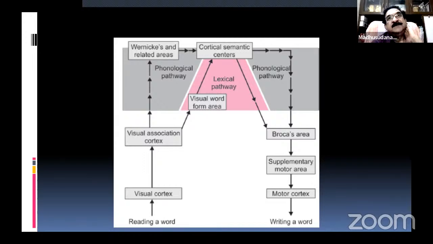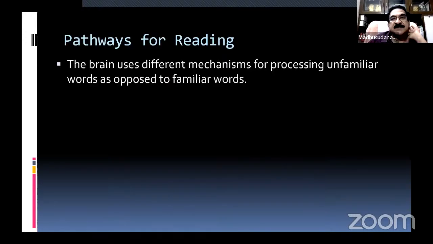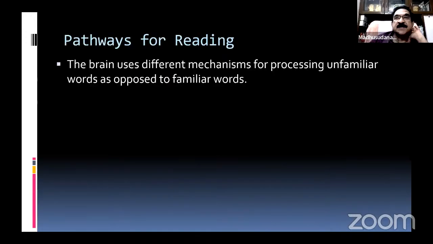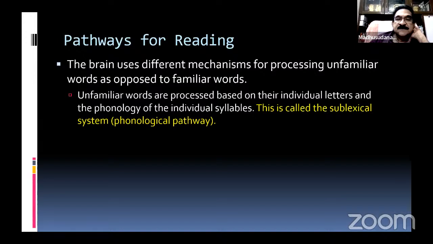Okay, is it clear to you? I'll mention this one: the brain uses different mechanisms for processing unfamiliar words as opposed to familiar words. Unfamiliar words are processed based on the individual letters and phonology of the individual syllables. This is called the sublexical system or phonological pathway.